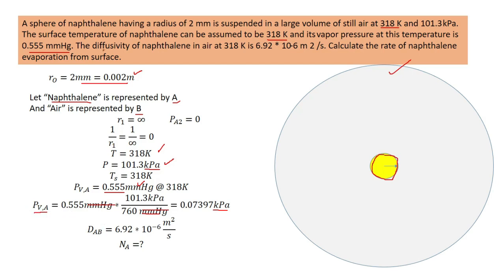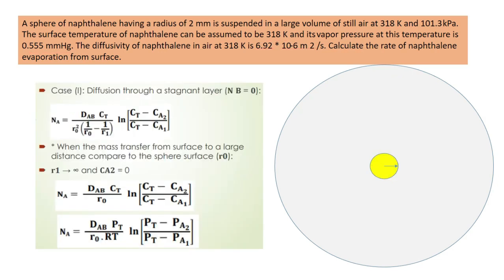Now the next thing is the diffusivity of naphthalene in air at 318 Kelvin, which is 6.92 into 10 raised to power minus 6 meter square per second, and you have to find the rate of naphthalene evaporation from the surface. So you have to find NA. I hope the problem is clear now. Basically this is the naphthalene, so it will evaporate into the air and you have to find at which rate this naphthalene is being evaporated.